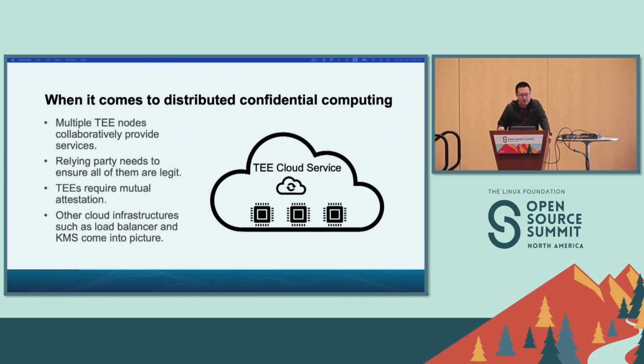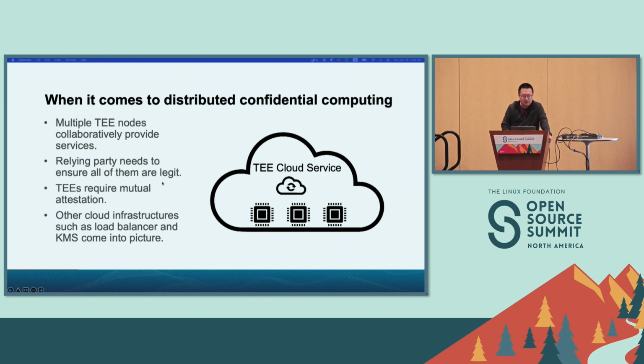And especially when it comes to the distributed confidential computing scenario, actually there are more interesting scenarios. So in these scenarios, we have multiple TE nodes, they collaboratively providing some services. So for example, especially when it comes to the AI use cases, we may have maybe 1,000 nodes. Together, they collaborate to provide AI inference. And in this case, the relying party may need to ensure all of them are legit. So if they just do this one by one, then this means they need to verify the proofs 1,000 times.